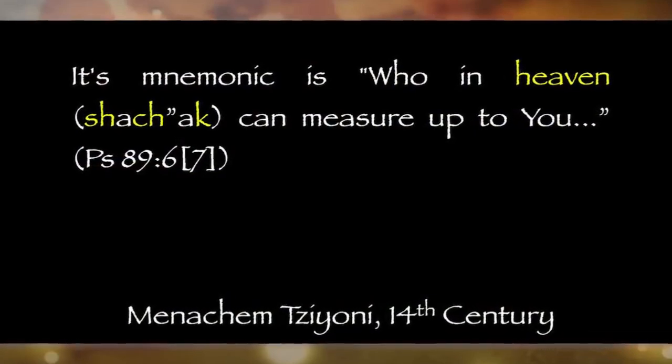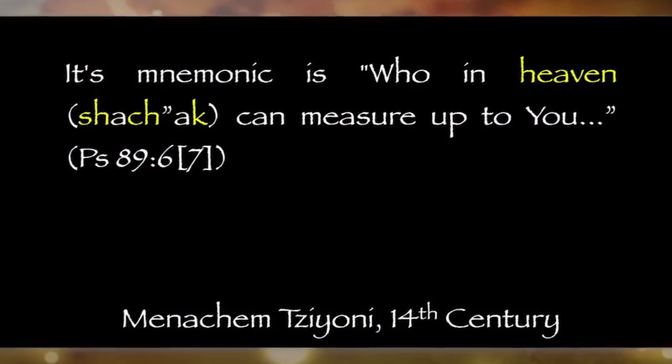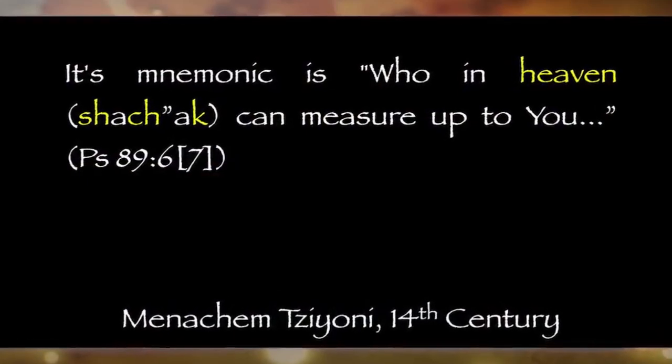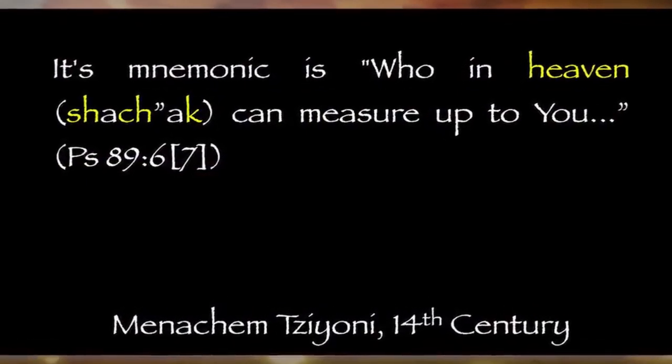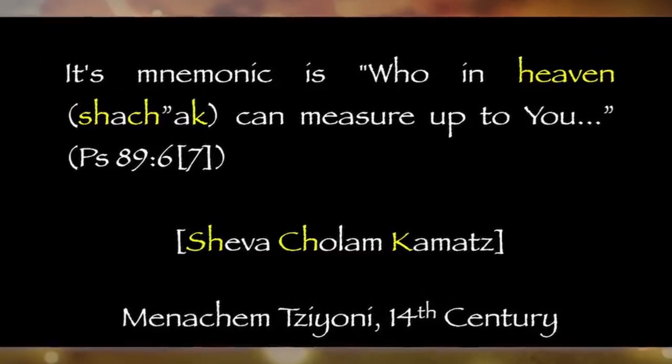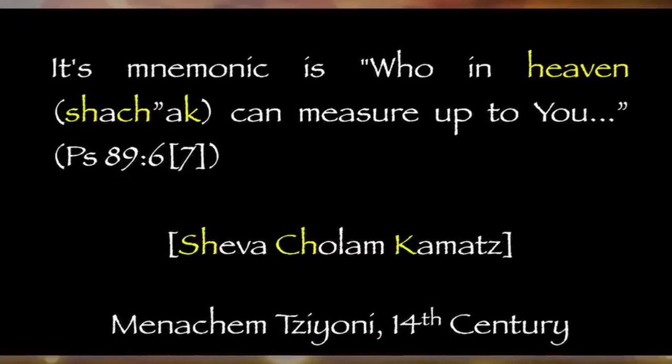A mnemonic is an acronym that helps you remember something. And the mnemonic, who in heaven can measure up to you, the word there that's the mnemonic is the word heaven, which normally is the word shamayim, but in this verse the word is shachak. And you say, well, what is that? What's the answer? Well, shachak is an acronym for the vowels Shva, Cholam, Kamatz, which are the vowels of the name Yehovah.